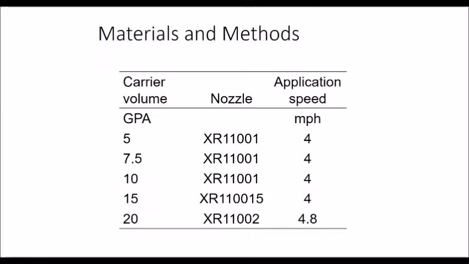However, when we increase that orifice size, we were able to drop pressure back down and increase the flow rate, giving us a larger droplet size, and then the same thing from 15 to 20, meaning that the 10 gallon per acre has the smallest droplet size of all of the applications.